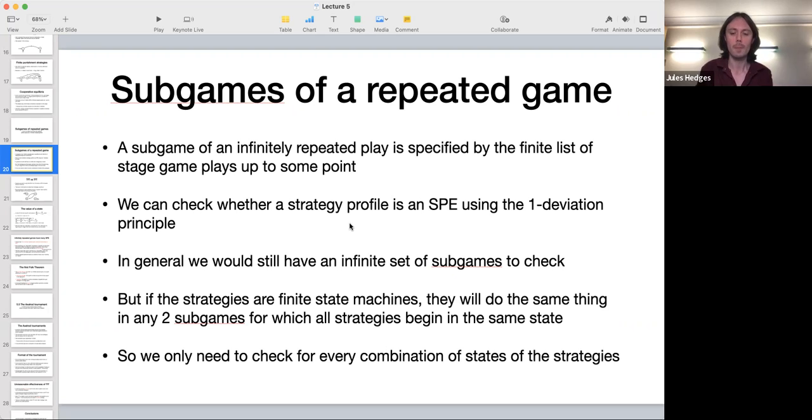We only have to check that the optimality conditions hold for every combination of states that the strategies could be in. Because of this self-similarity, because the subgame looks like a transformed version of the original, to check whether a strategy profile is a subgame perfect equilibrium, all we have to do is check that it's an equilibrium for just the first stage, but where you replace the initial states of the strategies with any possible initial state.